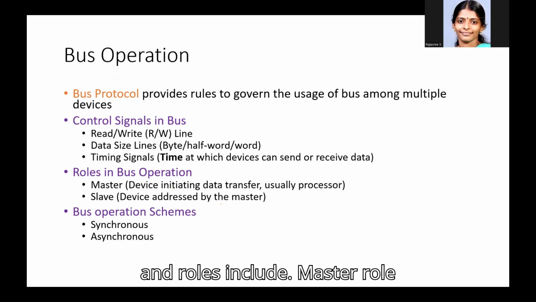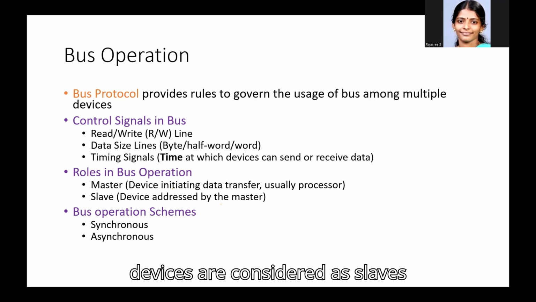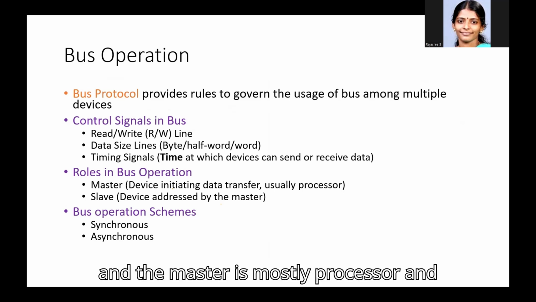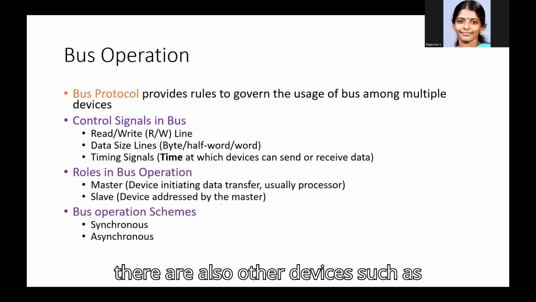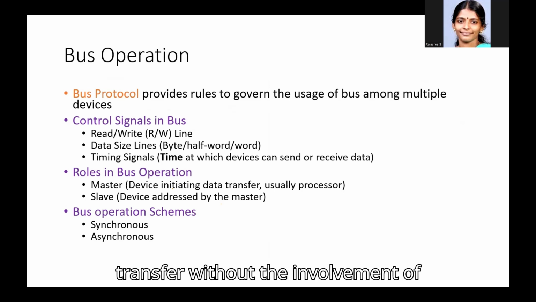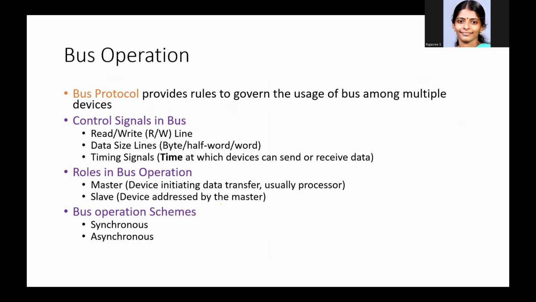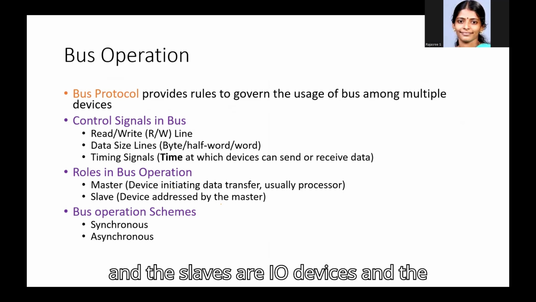And roles include master roles and slave roles. Generally all the I/O devices are considered slaves, and the master is mostly the processor. There are also other devices such as the DMA controller, which controls the I/O transfer without the involvement of the processor. So generally the master is the processor, and the slaves are I/O devices.